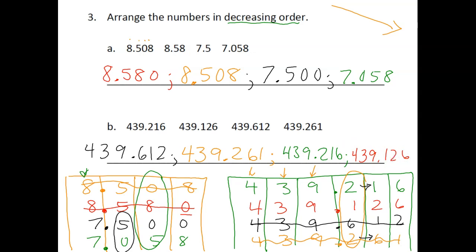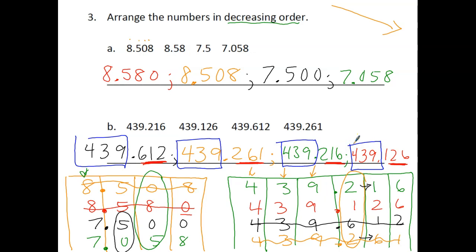All right. So let's take a look here. I made my comparisons based off of my last 3 digits because my first 3 digits were all the same. So I couldn't compare with those first 3 digits or my wholes, my 439 wholes. I had to make my comparison based off of my parts of a whole or my decimal fractions, which are underlined in red there.